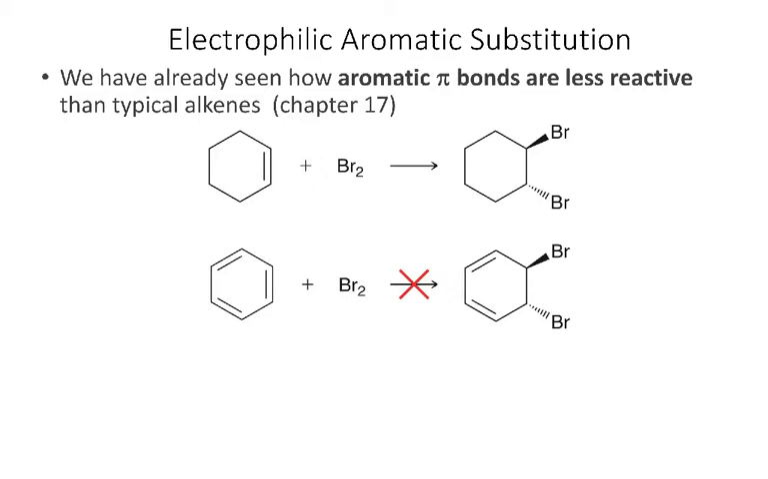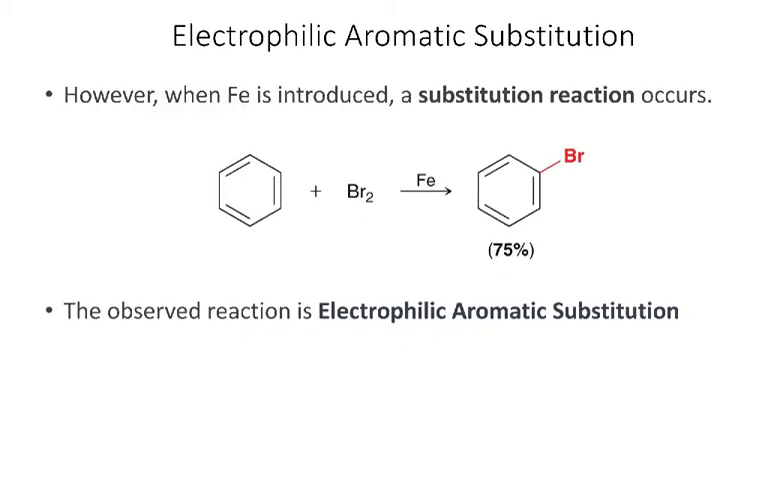We've talked several times about how stable benzene is and how much less reactive it is compared to typical alkenes. And so we know that typical alkenes will undergo addition reactions with something like Br2, but benzene won't do that. Now we can get benzene to react with bromine if we include iron. Now, instead of getting an addition reaction where the bromine adds to the double bonds, we get a substitution reaction where the bromine replaces one of the hydrogens and the benzene retains its aromaticity. This is an example of electrophilic aromatic substitution, and so we'll spend the next couple of videos talking about these types of reactions.